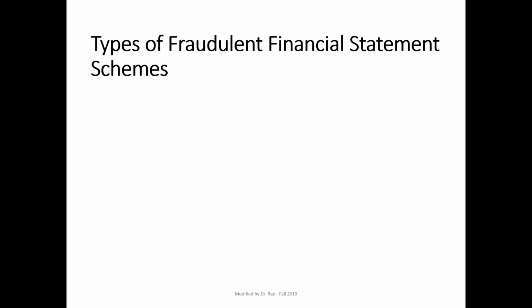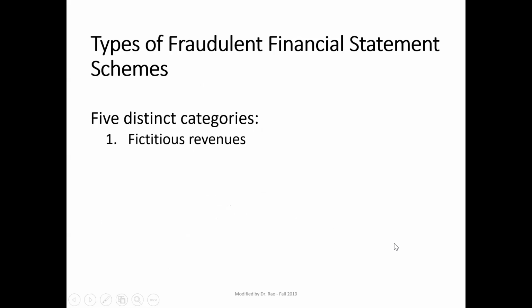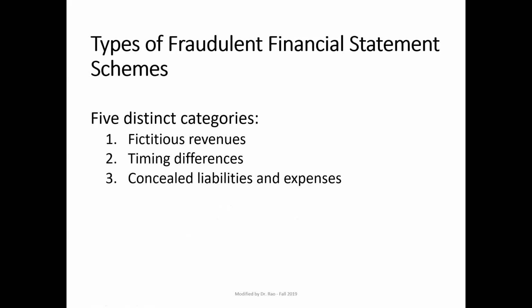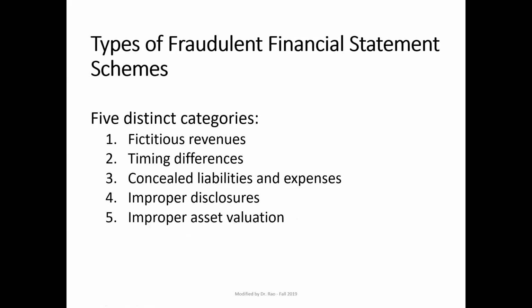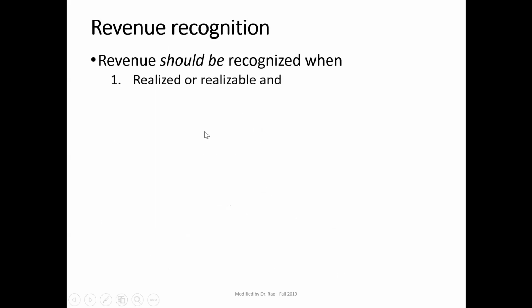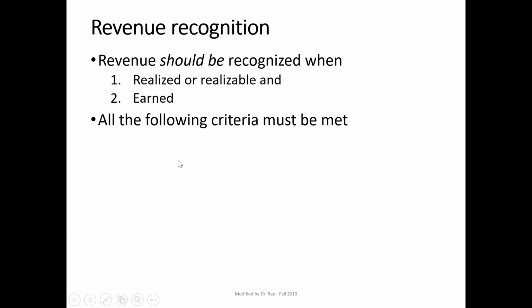So what are some of the fraudulent schemes that are used? There are 5 categories we're going to be looking at: fictitious revenues, timing differences, concealed liabilities and expenses, improper disclosures, and improper asset valuation. So let's start with revenue recognition. We know that revenue should be recognized when it is realized or realizable, and it is earned. So basically the earnings process should be complete for us to say that we're going to recognize revenues.